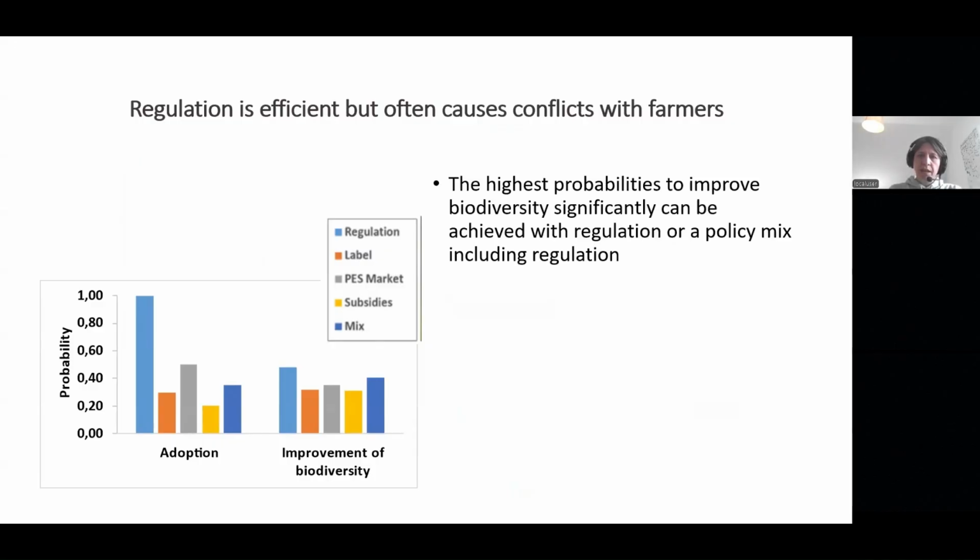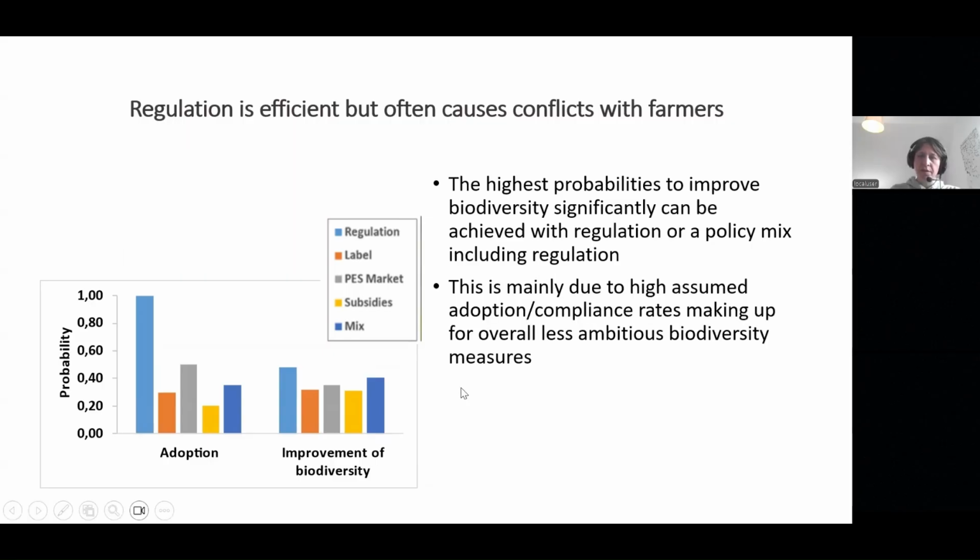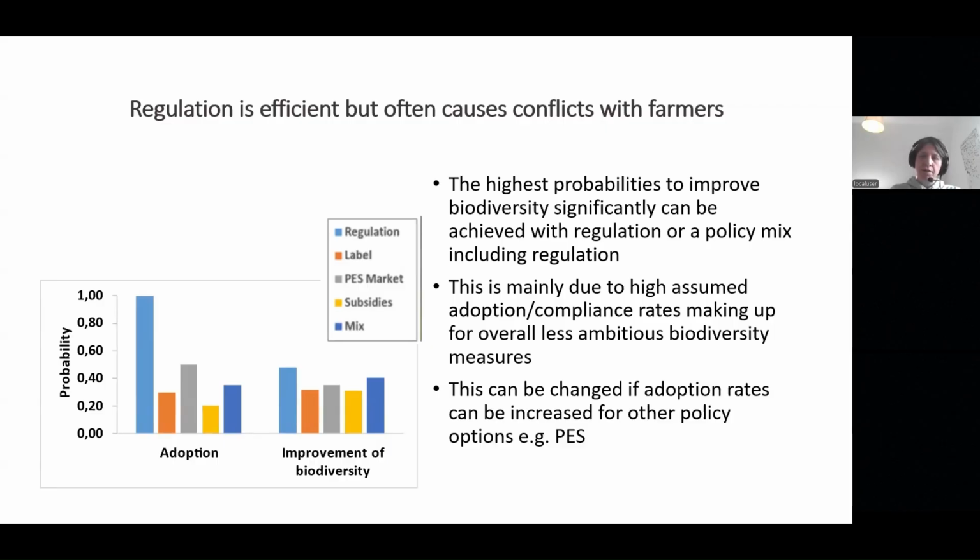So what we found was that the highest probability to actually improve biodiversity significantly can be achieved with regulation. So looking here at this graph, with regulation, or with a mix of the different policies. But that is mainly because we have this incredibly high adoption rate for regulation, because of course a regulation is something which is valid for everyone, and so people actually need to adopt it. And therefore we have just a very broad impact, even if the actual impact on the field itself is maybe not as much as if we have one of the other policy options. So we have this high adoption and compliance rate making up for overall less ambitious biodiversity measures.